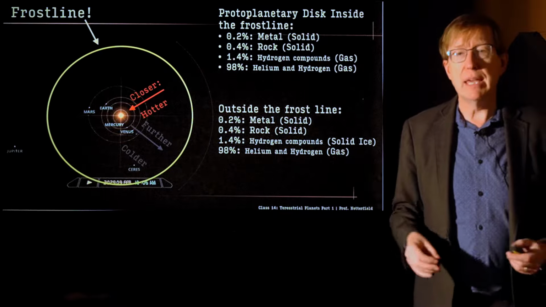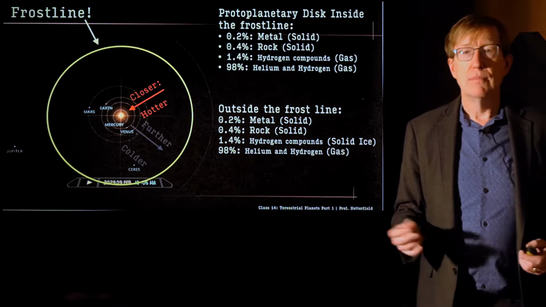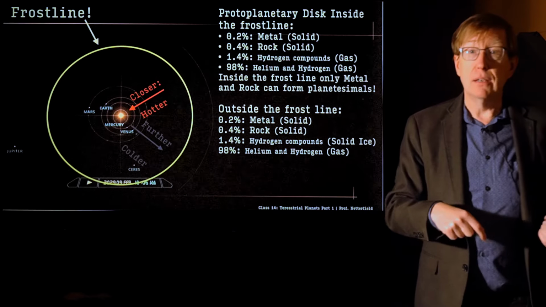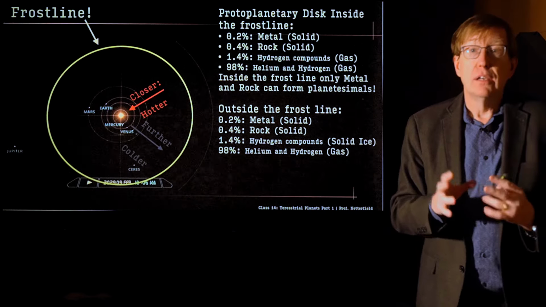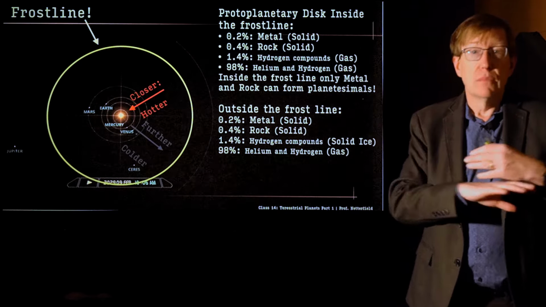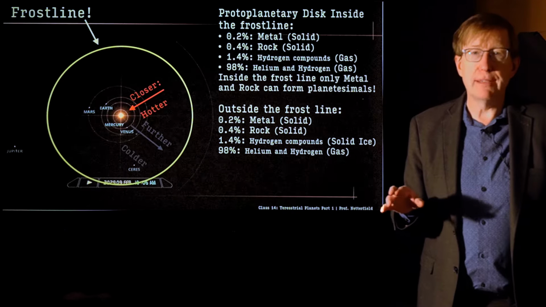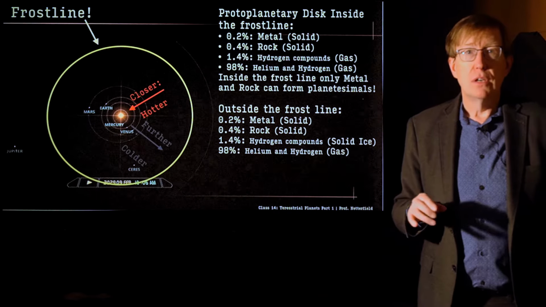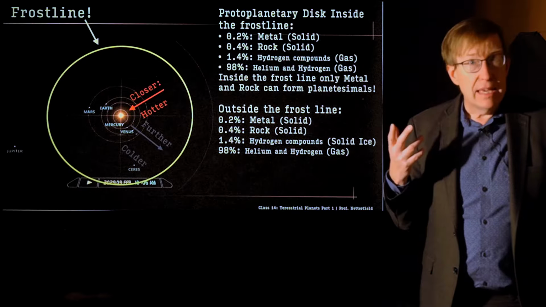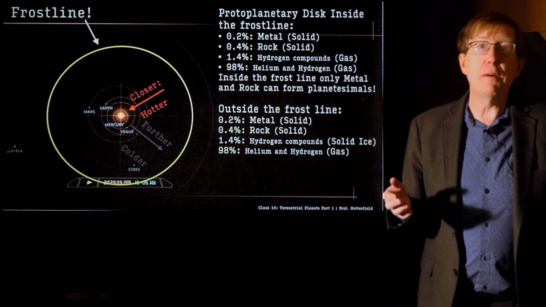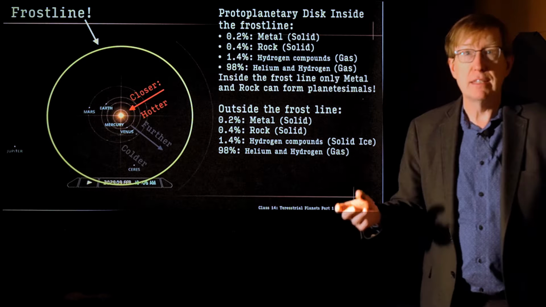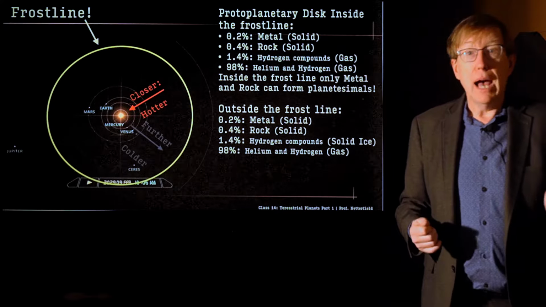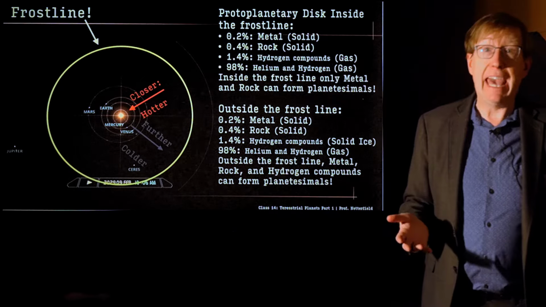And then you still have the 98% of hydrogen and helium gas. So what has this got to do with planet formation? Well, inside the frost line, only metal and rock can form planetesimals. All of those hydrogen compounds, which is more than twice as much as you have in metals and rocks, can't be part of the planetesimal formation process because they're gas. They can't stick together. They can't form rocks. Outside the frost line, however, they can.